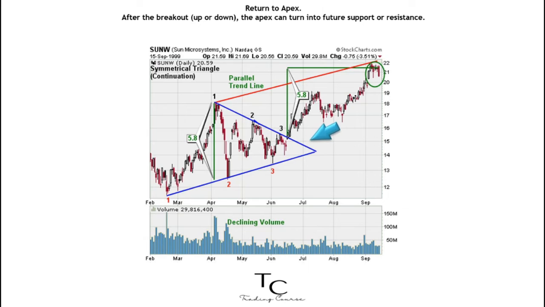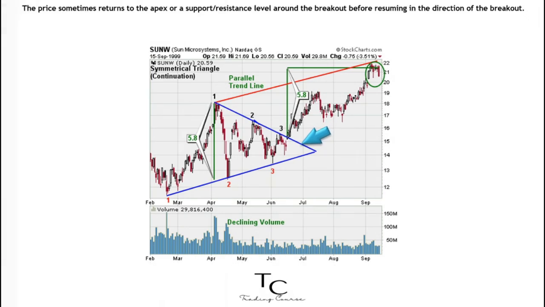Return to apex. After the breakout, up or down, the apex can turn into future support or resistance. The price sometimes returns to the apex or a support-resistance level around the breakout before resuming in the direction of the breakout.